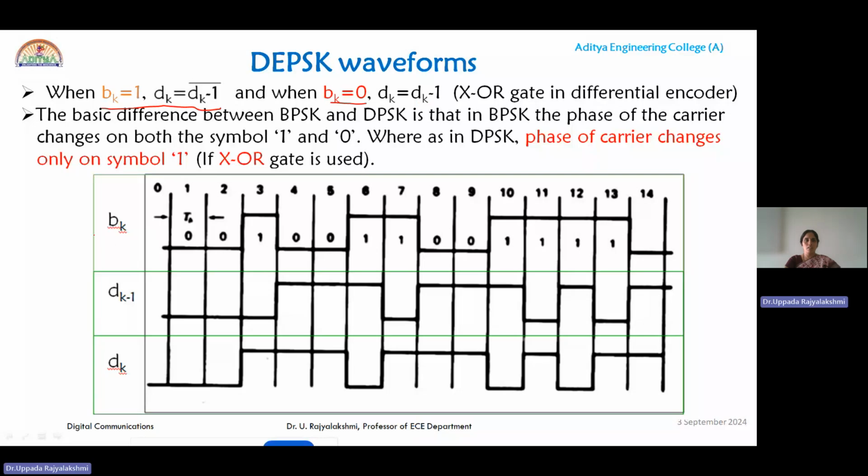The same here we represented. When bk is 0, dk is same as dk minus 1. But when bk is 1, we can see that dk is a complement of dk minus 1. Here dk minus 1 is 0, but we obtained dk as 1. That is, dk is a complement of dk minus 1 in this case. Similarly, here also dk is a complement, and here also dk is a complement. Like that, you can conclude.